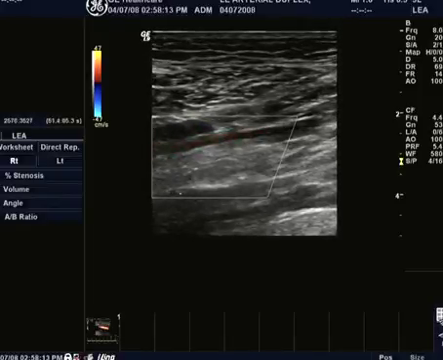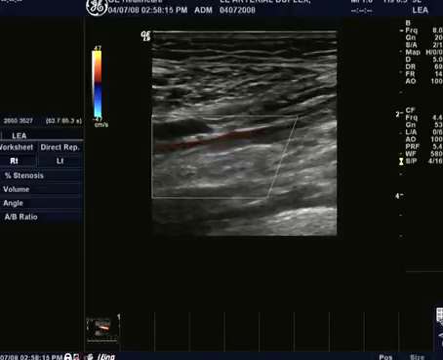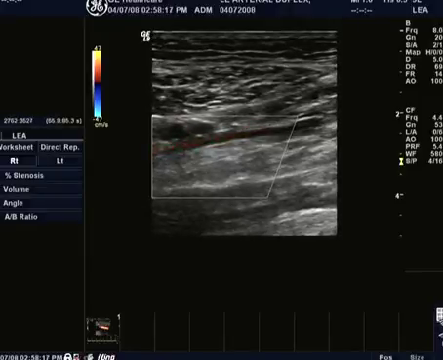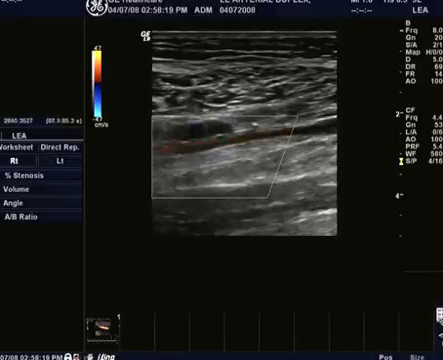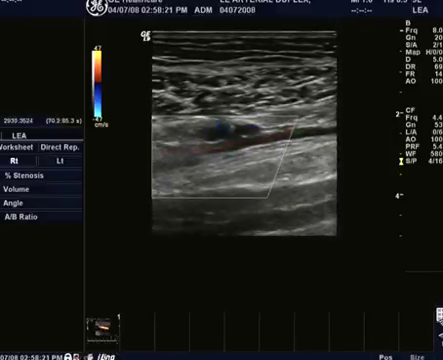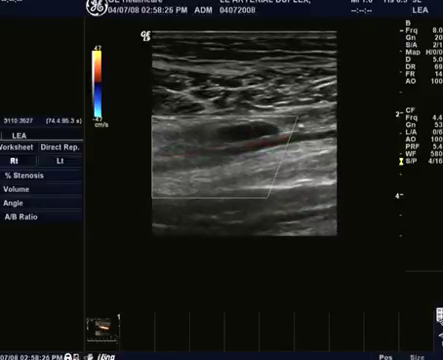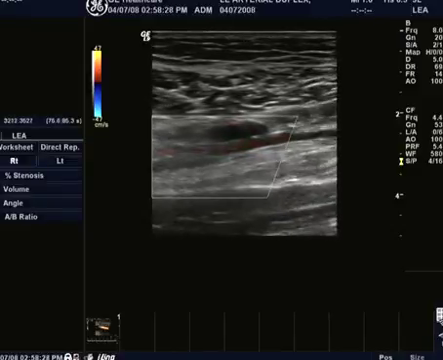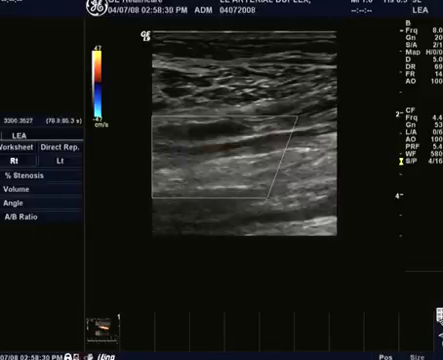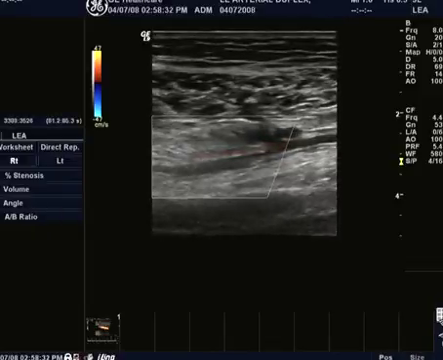This vessel is pretty small. It's probably only 2-3 millimeters in diameter, so it doesn't take much to slide off. So if you slide off the posterior tibial artery, what you want to do is just come back where you found it, where it was easy, orient yourself, and then continue on up.